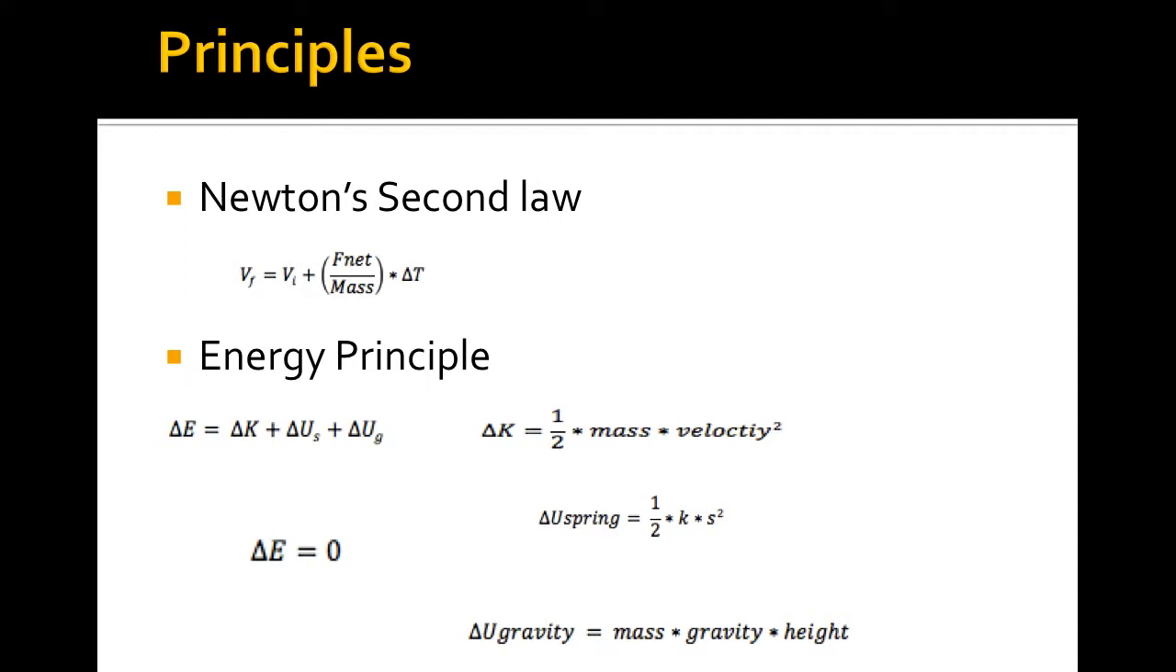The change in kinetic energy is equal to 1/2 times mass times velocity squared. The change in potential energy due to the spring equals 1/2 times spring stiffness times s squared. And the change in potential energy due to gravity is equal to mass times gravity times height.